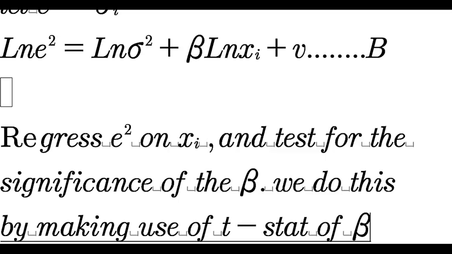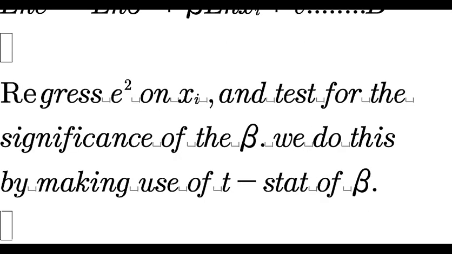Now, when we regress e squared, that is the square of the residual, on Xi, and we test for the significance of beta, we have to observe the value of the t statistic of the predictor variable. How do we do that? We have to check if beta turns out to be statistically significant. Then we say that there is variability in the variance of the error term.